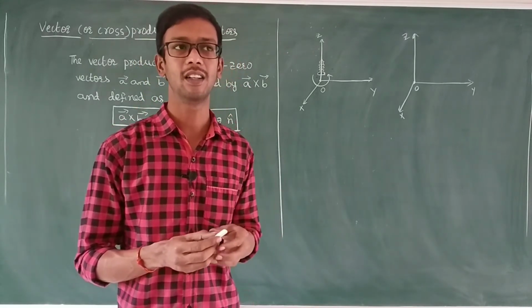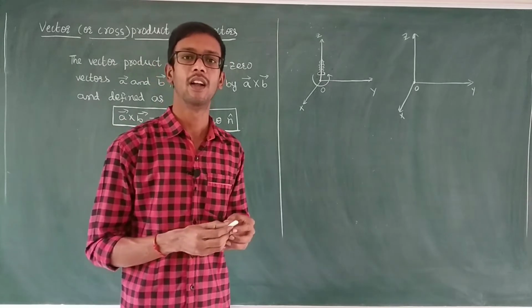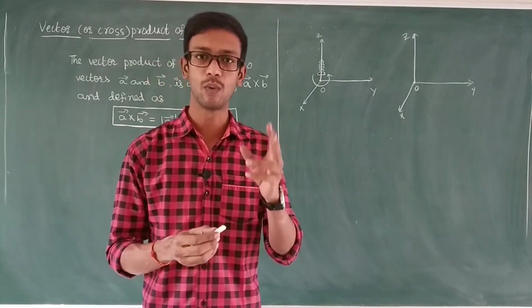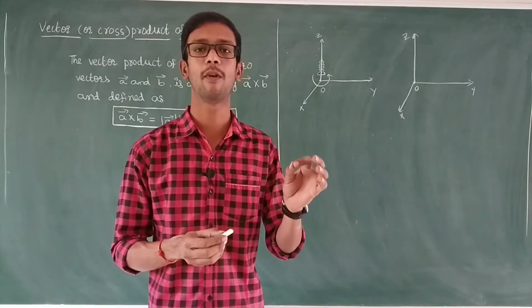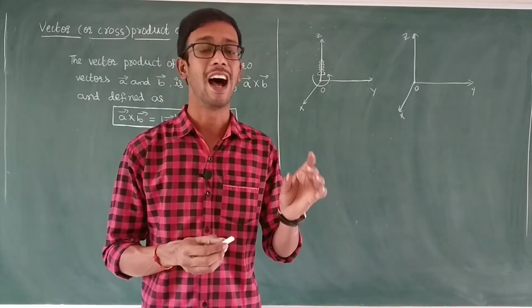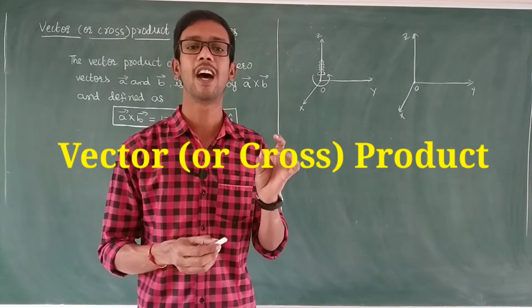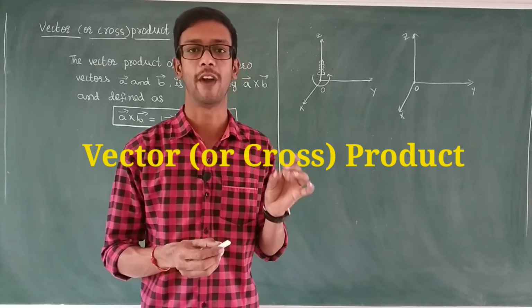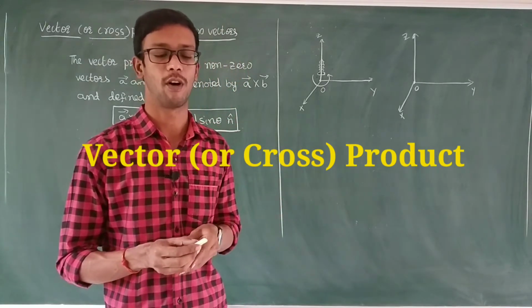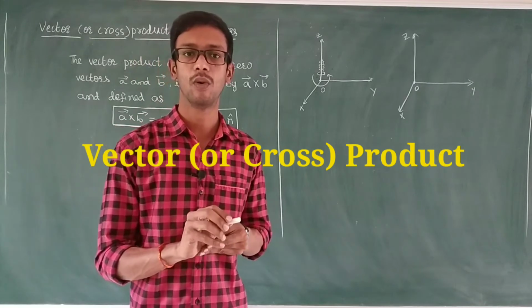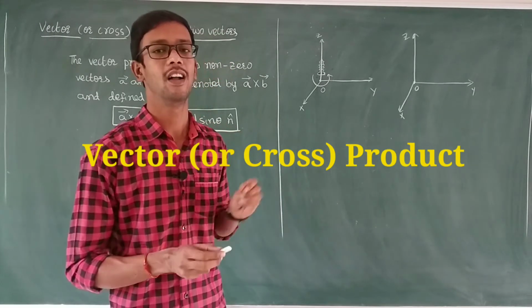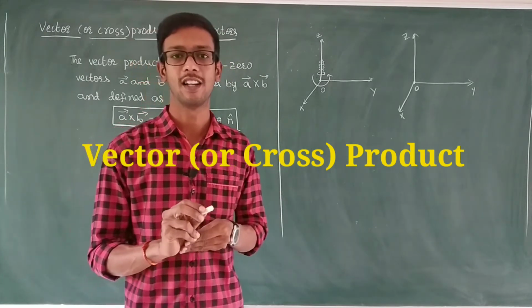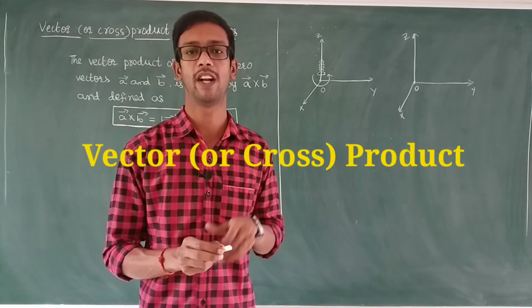In the starting classes, I told you that the product of vectors is of two types. One is the dot product or scalar product. The other is the vector product or cross product. So from today's class onward, we will start the vector product or cross product of two vectors.